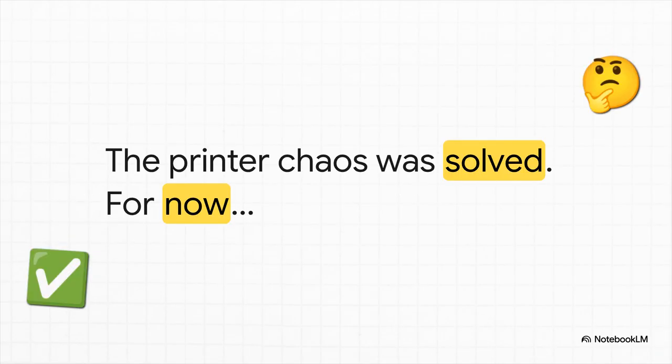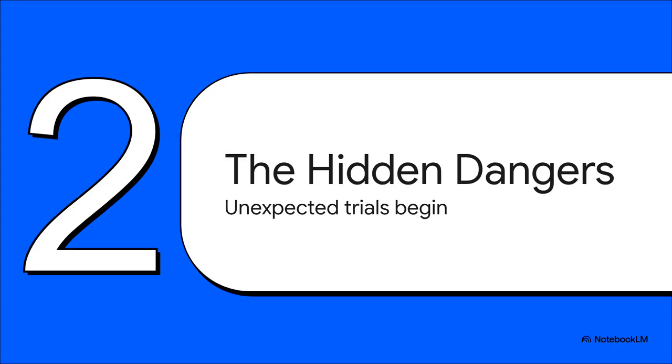The feuding developers all start using the one printer manager. Order is restored, print jobs are flying out correctly, Sharma Ji is the hero of the office. But, as you can see, that little "for now" on the screen kind of gives it away. This story is far from over. Yeah, that victory? It was surprisingly short-lived. See, the very pattern that solved one problem was about to unleash a whole host of new, hidden dangers, the kind of stuff he never, ever saw coming.